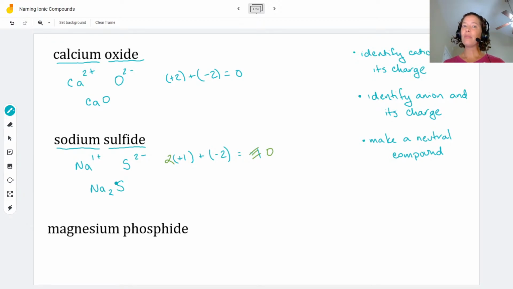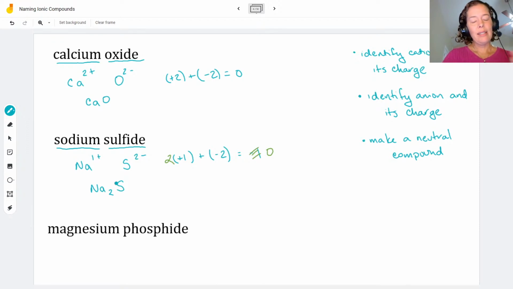Again, when you use these multipliers when you're making neutral compounds, they must always be subscripts. Okay, any questions about that? Okay, so far so good. Let's keep on going. Again, this takes a lot of practice to get used to these things.